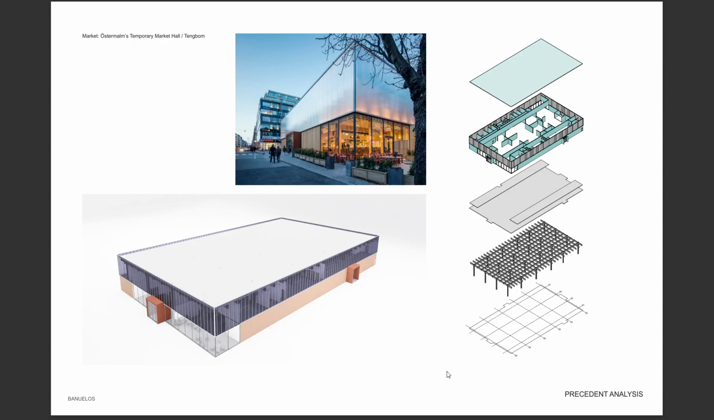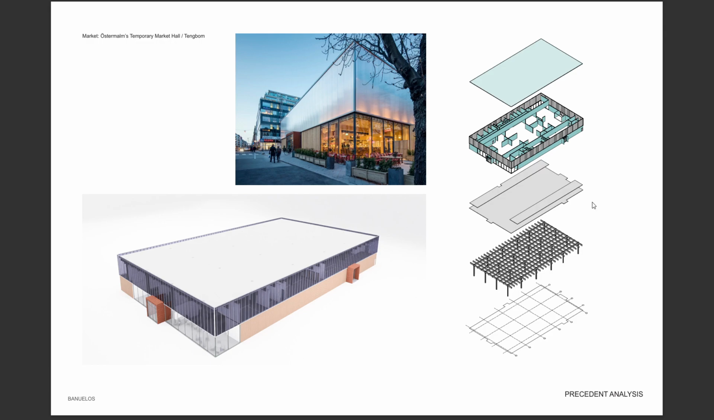Moving on, we go into this slide that talks about our precedent analysis. So this is the Ostermalm's temporary market hall. I looked into this market hall to get a better understanding of the different programming elements as well as the structural elements that go into designing a market. And here we have this exploded view which shows our grid, structural components, slabs, and then our walls and our roof.